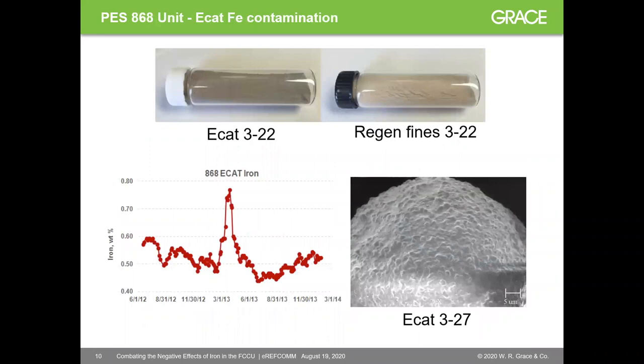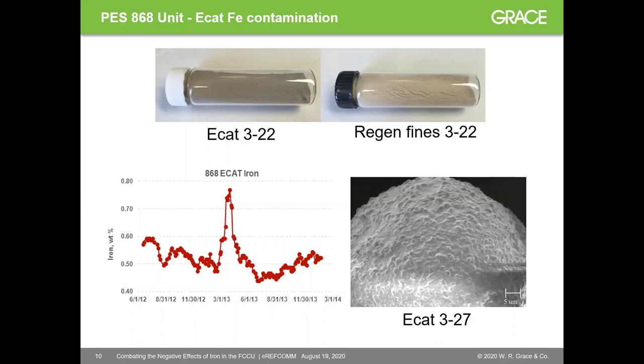PES experienced an iron spike in the 868 unit, which is the moderate resid cracker. The impact is evident in the catalyst samples collected during that time, both from the FCC circulating inventory as well as from the ESP fines downstream of the regenerator. The Ecat had turned brown. This is versus a normal expected gray color, and this provided visual confirmation of high levels of iron. The fines collected from the ESP also turned a brownish hue during this time frame.